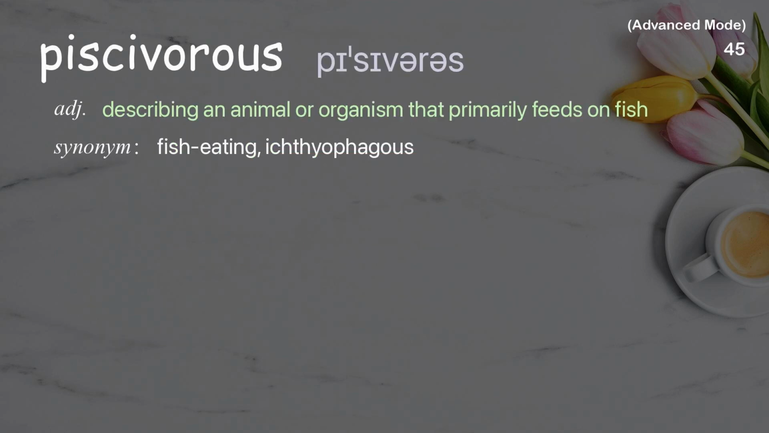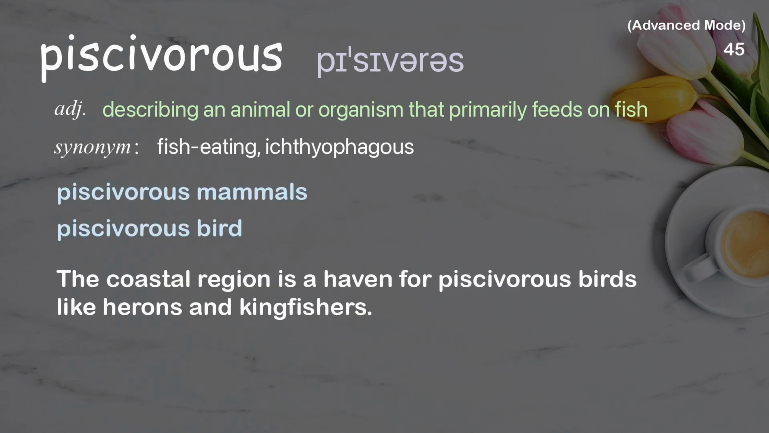Piscivorous. Describing an animal or organism that primarily feeds on fish. Examples: Piscivorous mammals. Piscivorous bird. The coastal region is a haven for piscivorous birds like herons and kingfishers.